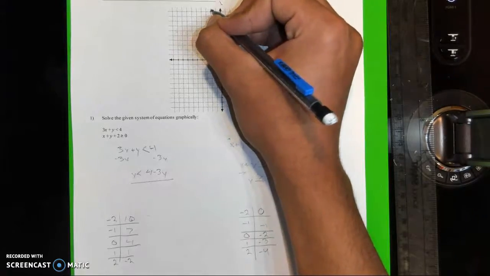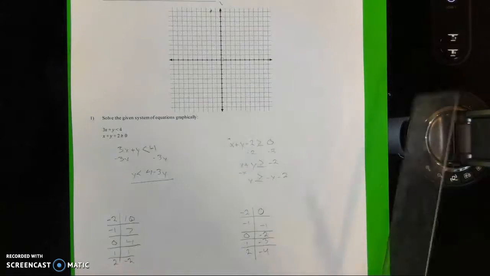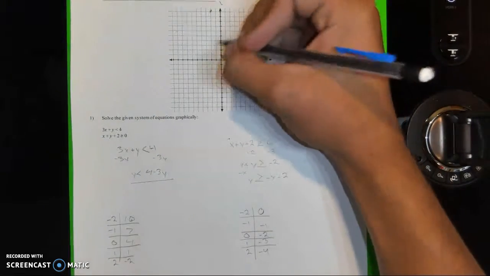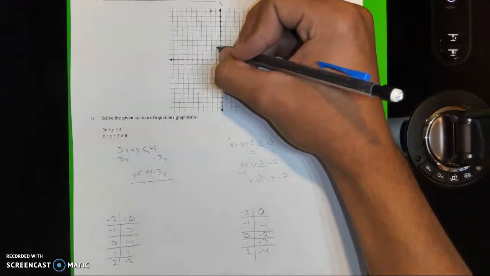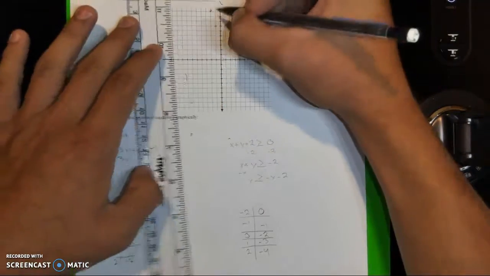Way up there, and you only need to plot 2 points because that'll create a line for you. So negative 1 and 7, and then from there you connect the dots.